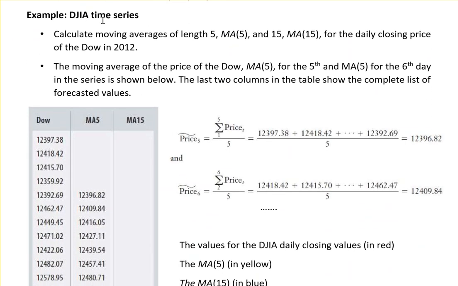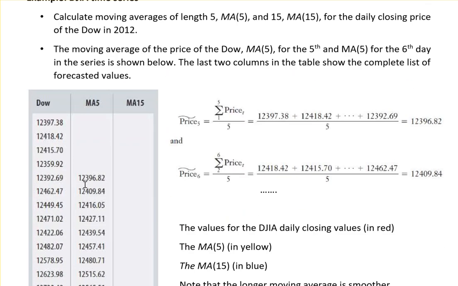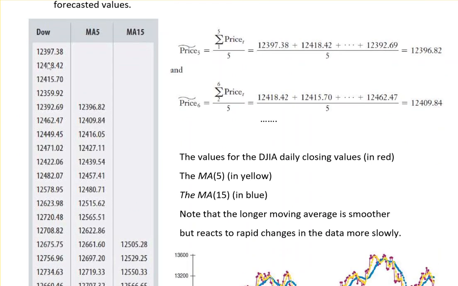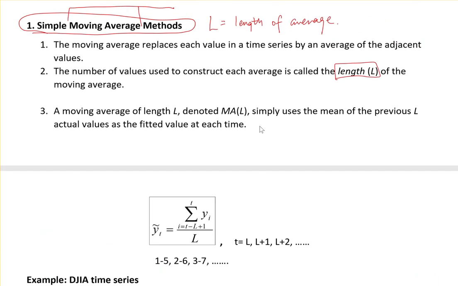This is the DJI time series, and this is the raw data of it. This is the DJI value. Then I want to calculate the MA5. What is MA5? It is short for the moving average smoothing method with L equals 5. So what is L again? It is the length of the average.